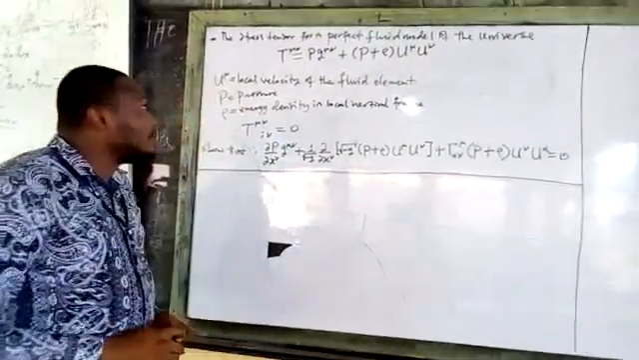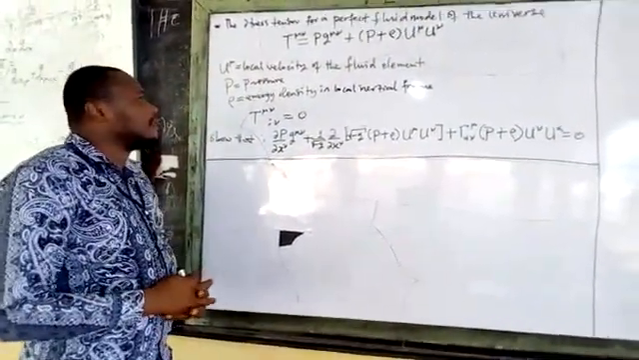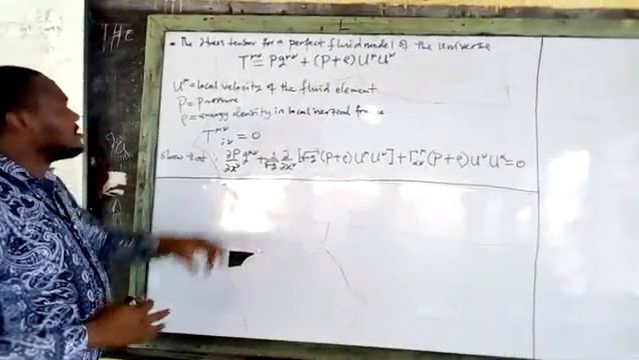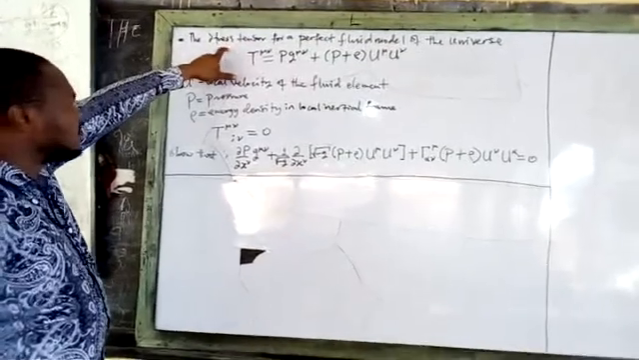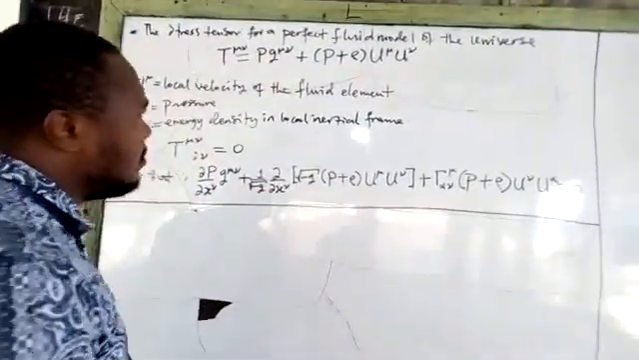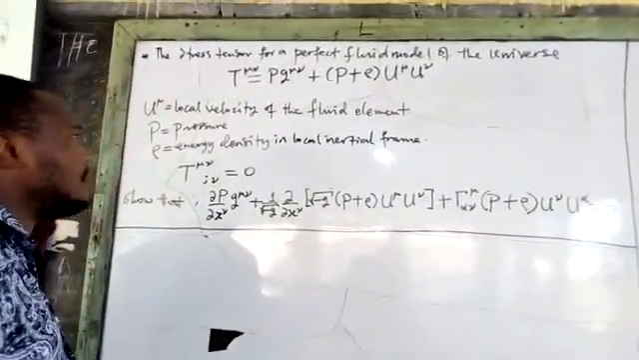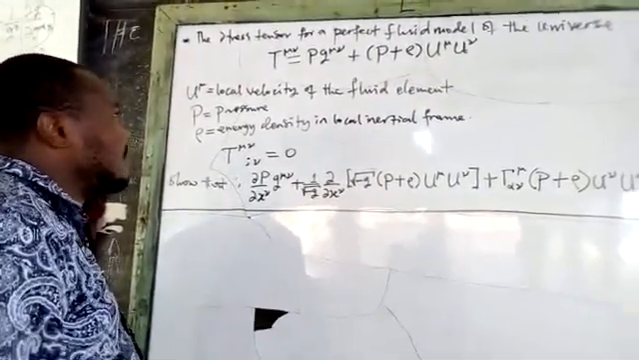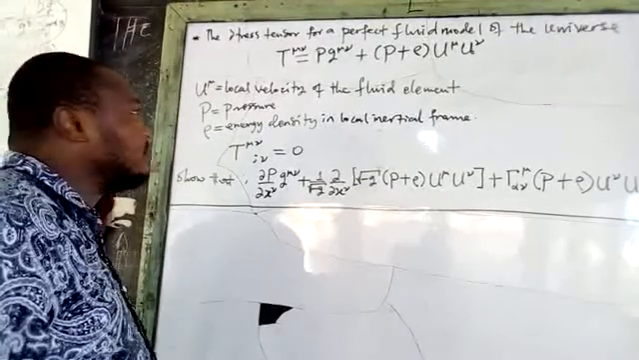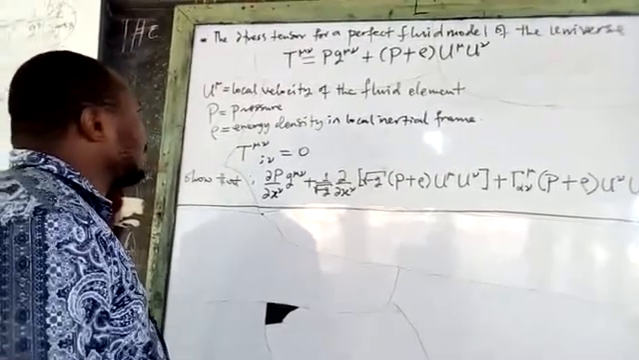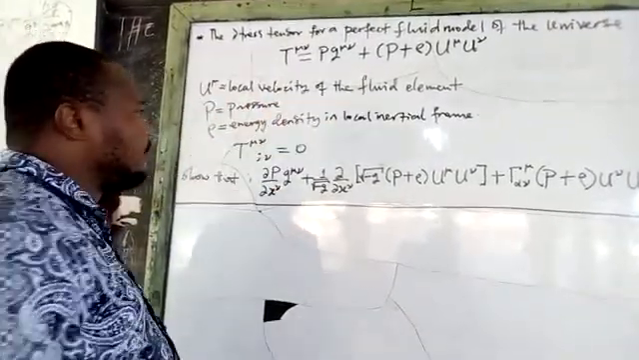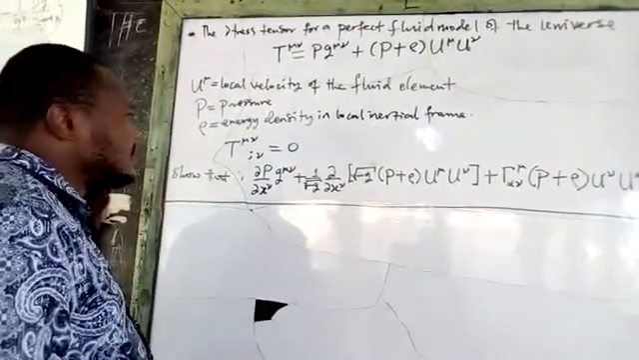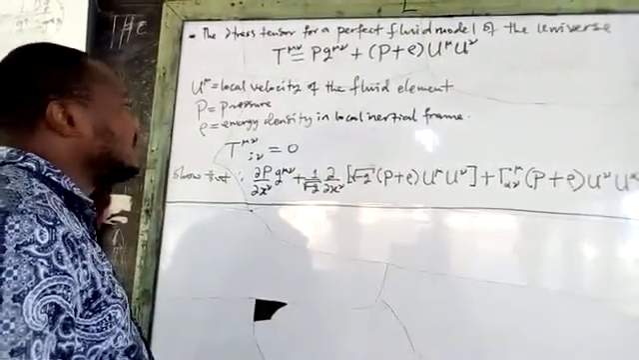Okay, so now we are going into another property here, or application as one may see it. This is the stress energy tensor, the stress tensor for a perfect fluid model of the universe. This is a very popular stress energy tensor in cosmology and GR. We intend to solve a problem involving this tensor. U mu is the local velocity of the fluid element, P is the pressure, and rho the energy density in a local inertial frame moving with the element.